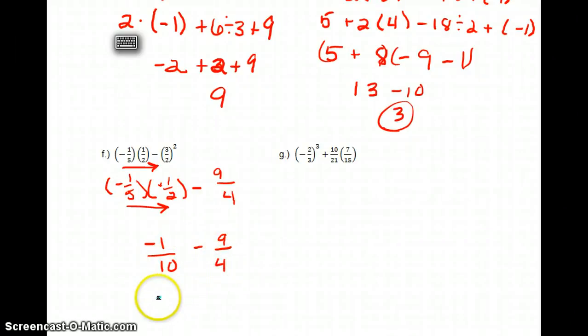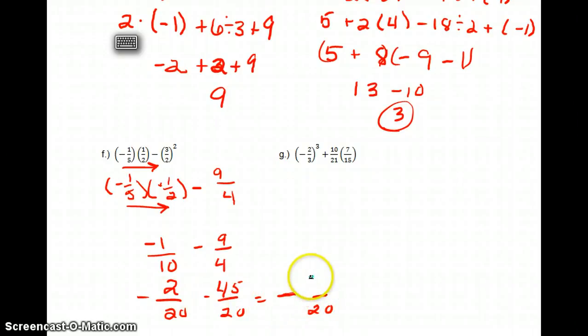We do have to find a common denominator. We should use 20. So bring down your minus and your negative. The first fraction had to be multiplied by a 2, so 1 times 2 is 2. The second fraction, we needed to multiply by a 5 in order to get that denominator. So 9 times 5 makes 45. I told you that when your signs are the same, we're going to keep the sign and add. So 2 plus 45 makes negative 47/20.